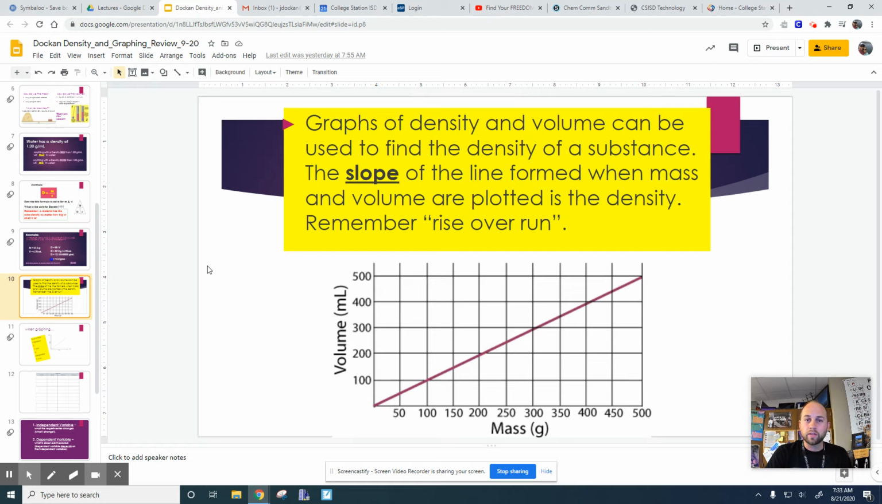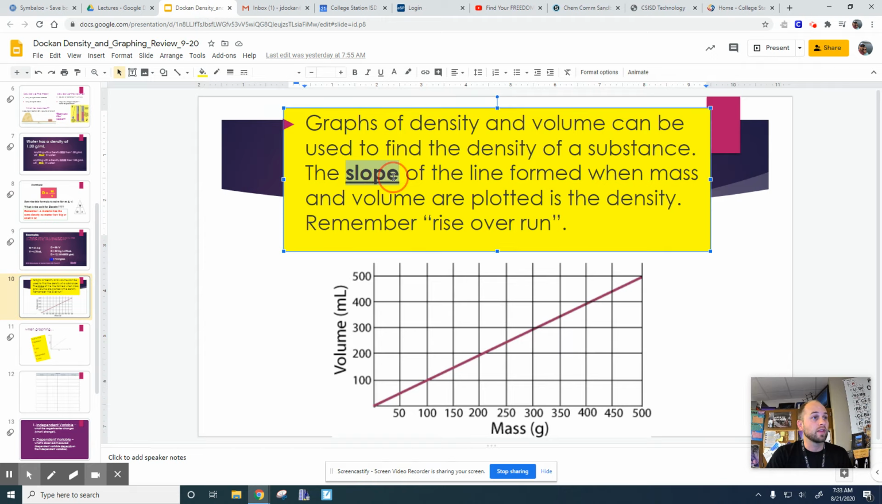We're going to graph a little bit in this class, not too much, but we need to know the basics of graphing. A graph of density and volume can be used to find the density of a substance. The slope of the line formed when mass and volume are plotted is the density, and we're going to use rise over run because that's the slope of the line. So on the y-axis we have volume, on the x-axis we have mass. What you need to know is that when we have a slope with the variables of density, we can find the density from the slope.